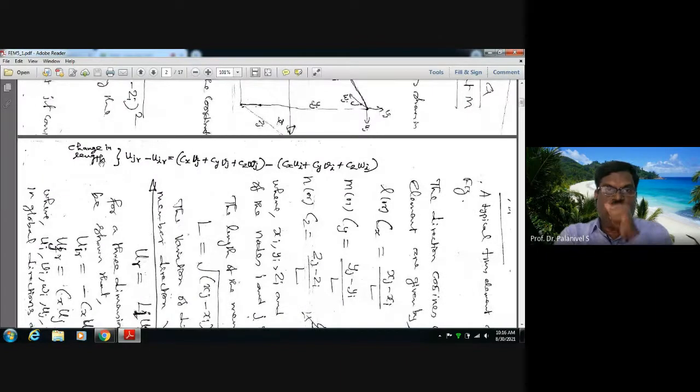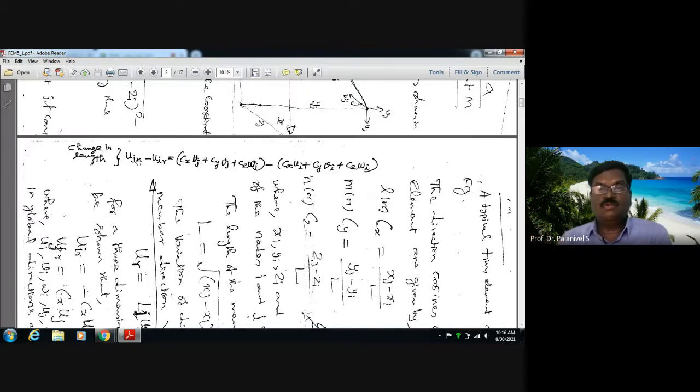Change in length equal to. Please see here. Ujr means the jth node. So you have the jth node and the ith node. What is the change in displacement, the deformation? It is the displacement of the jth node in the member direction, the R direction, minus the displacement in the R direction of the ith node. The difference will give you the change in length. That divided by the original length L will give you the strain in the member.